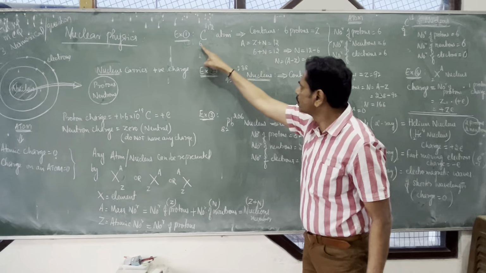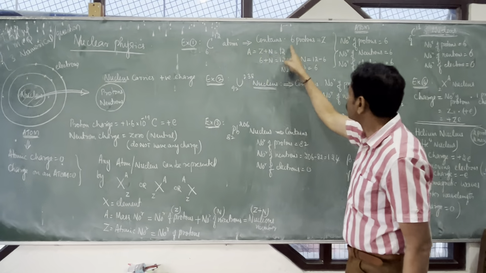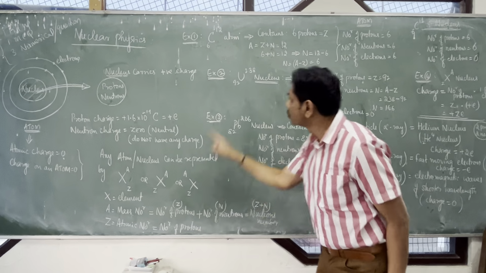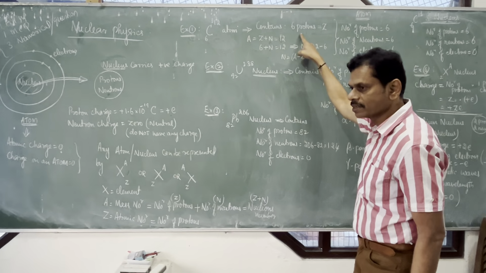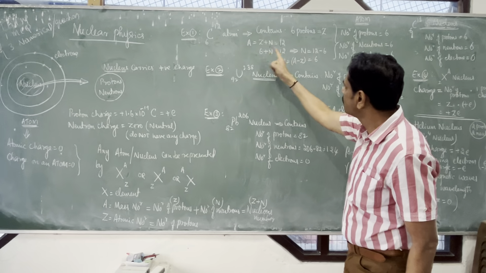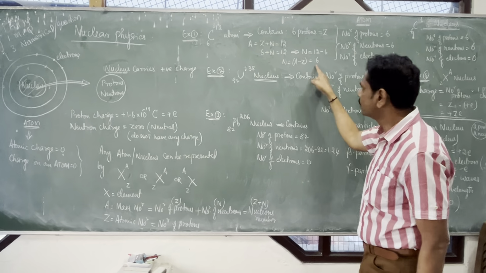Z is equal to 6 here, that is the number of protons. Z representing the number of protons. So Z value is equal to how much? 6. That 6 I have written here, and A is equal to 12. Therefore, N is equal to 12 minus 6, you are going to get 6.